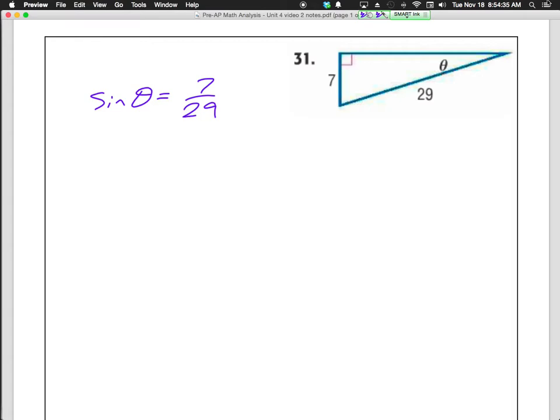Okay, then here's where something new comes in. Whenever you're looking for an angle, you have to use inverse sine. So I have to do sine to the -1 of 7 over 29. That will tell me what my angle is. So you'll need to get your calculator out so we can work these.